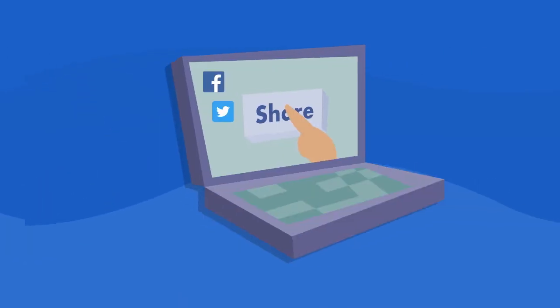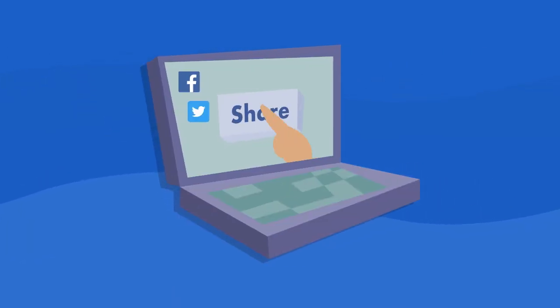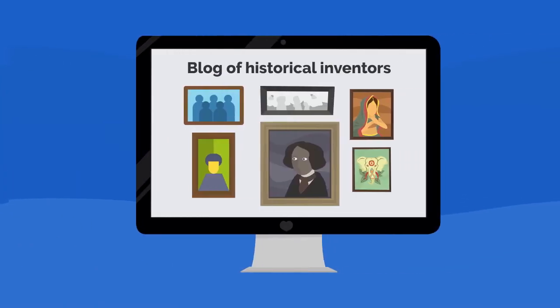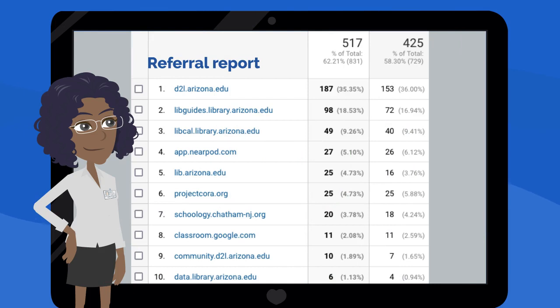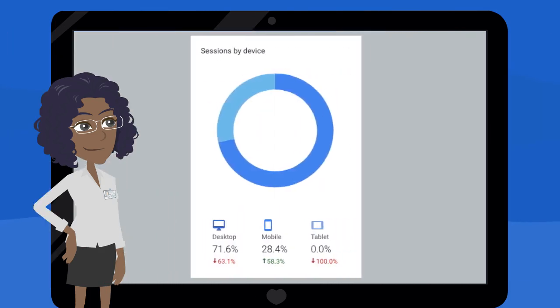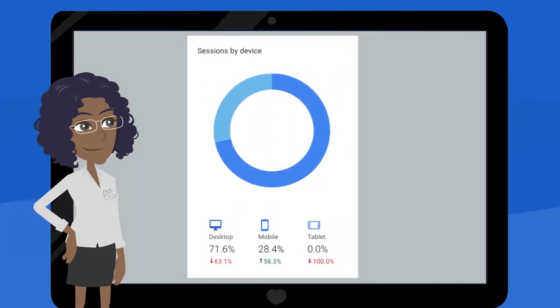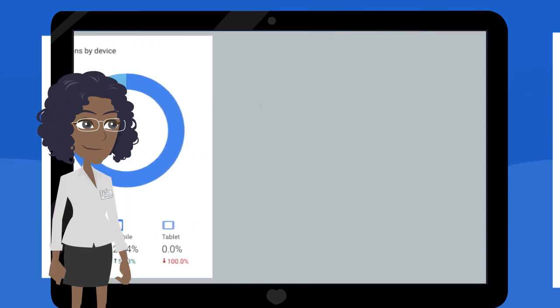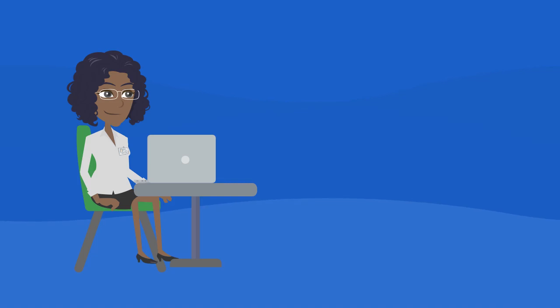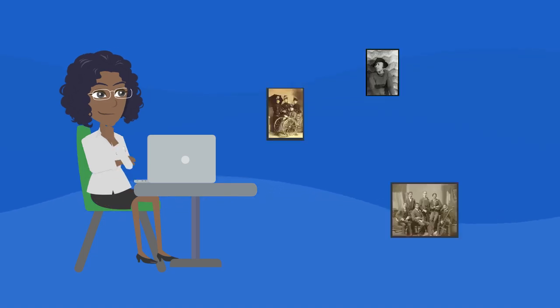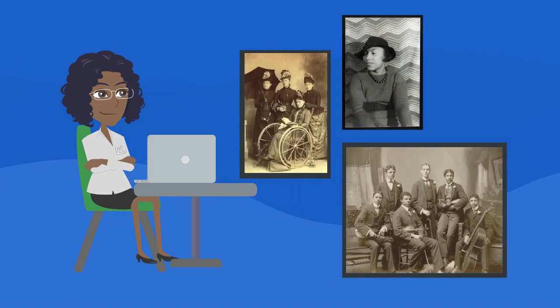It can also track sharing of your digital objects on social media and find where your objects have been embedded on other websites. You can find out which websites are linking to your collections, which desktop or mobile platforms people are using when they visit your collections, and what parts of the world people are downloading your digital objects from. All of this data can give you insight about reuse of items from your collections.